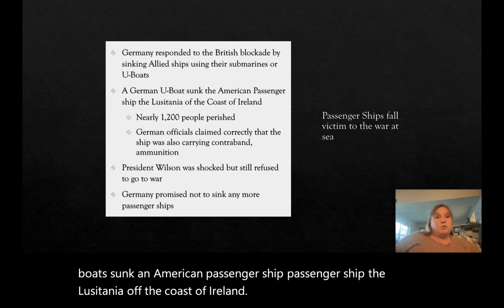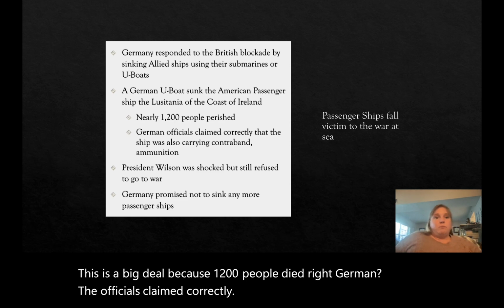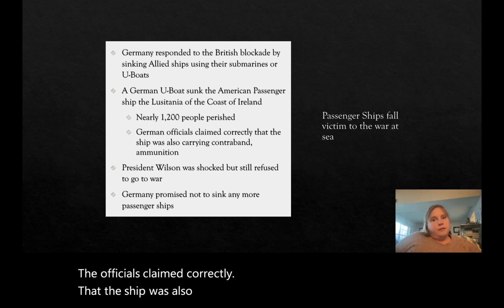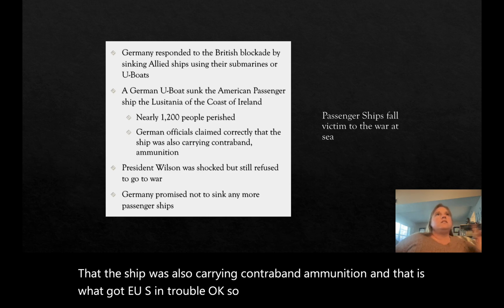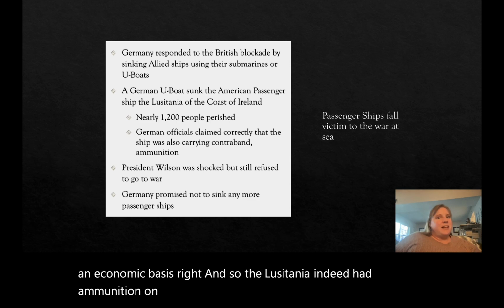This is a big deal because 1,200 people died, all right? German officials claimed correctly that the ship was also carrying contraband ammunition. And that is what got the U.S. in trouble, okay? So we still participated in this war on an economic basis, right? And so the Lusitania indeed had ammunition on it, and they were disguising that ammunition with a passenger ship, all right?